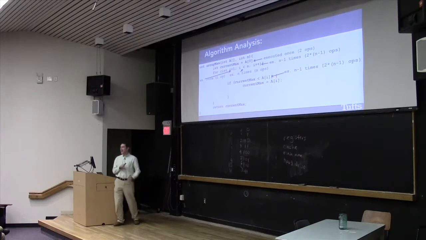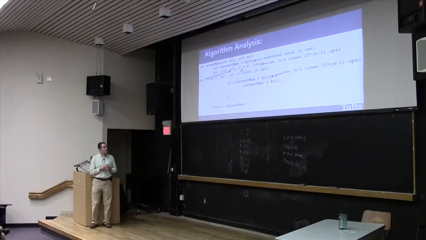OK. The next line is where it starts to get a little crazy. Right? Current max equals A of I, meaning we're just setting current max equal to the value if it turns out that the value was less than the value in the thing.